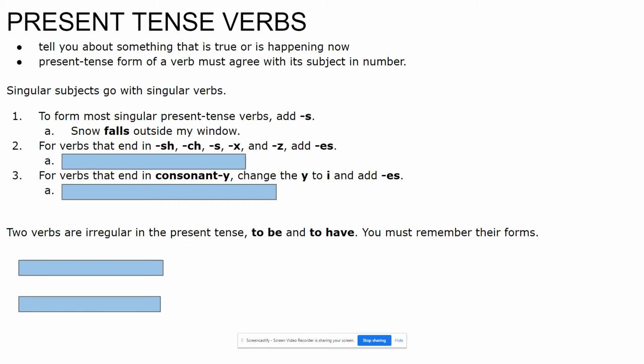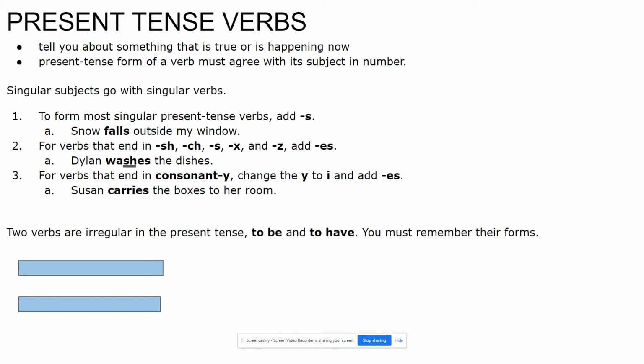For verbs that end in sh, ch, s, x, or z, you're going to add es to make it the present tense. So Dylan washes the dishes. You add es because you have the sh. And then for verbs that end in the consonant y, again, just like for the past, you're going to change that y to an i. And this time for present tense, you're going to add es. Susan carries the boxes to her room.